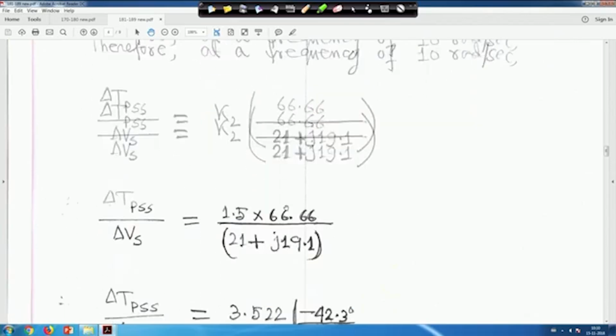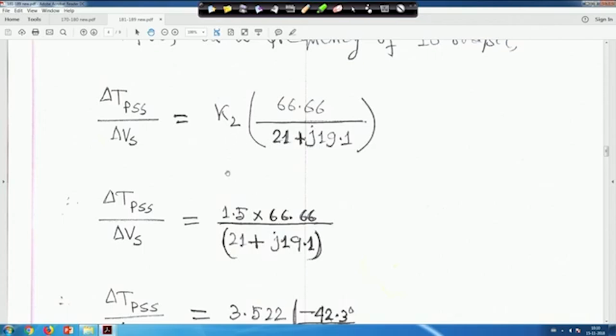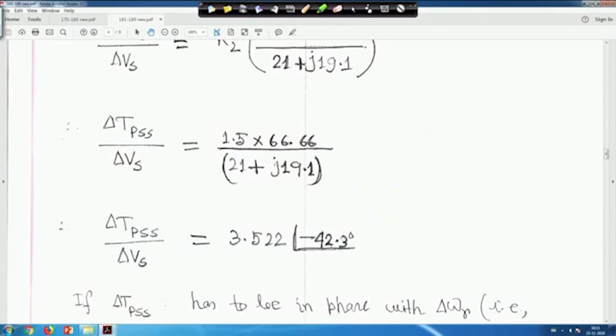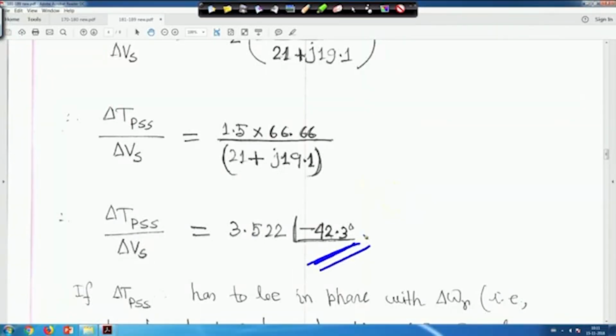Now, if you simplify this and multiply by K2, so K2 is 1.5, it will be 1.5 into 66.66 upon 21 plus j 19.1, and as I told you, simplify by multiplying numerator and denominator by 21 minus j 19.1, right. If you do so, it will come 3.522 angle minus 42.3 degrees. This lagging angle is coming, right, and we have to set the gain as a pure gain, that means you need a lead compensator just to nullify this angle, minus 42.3 degrees.